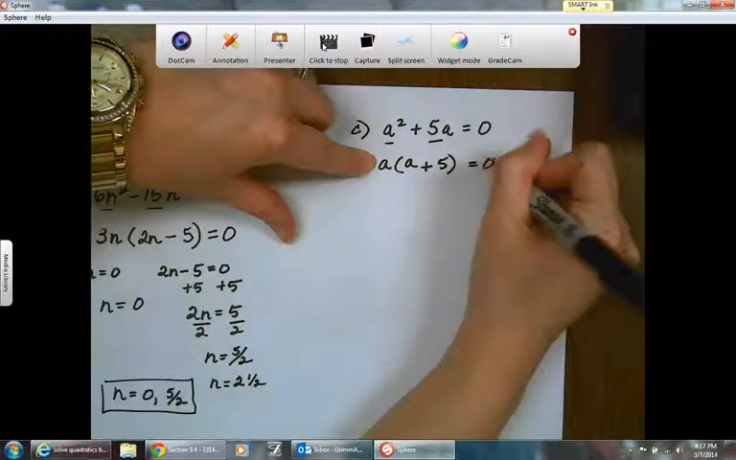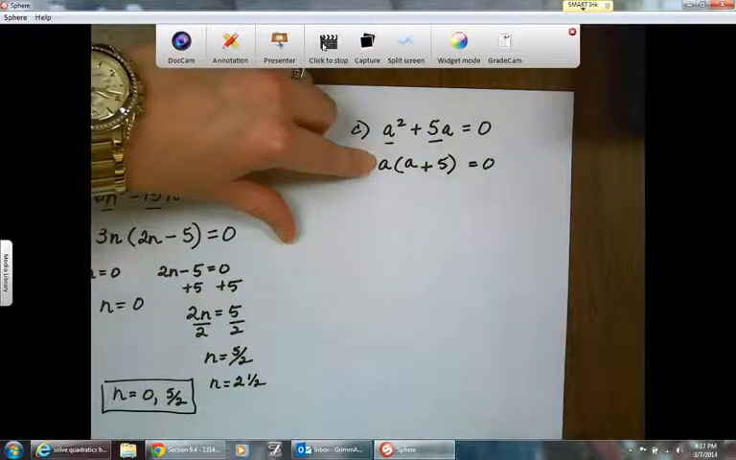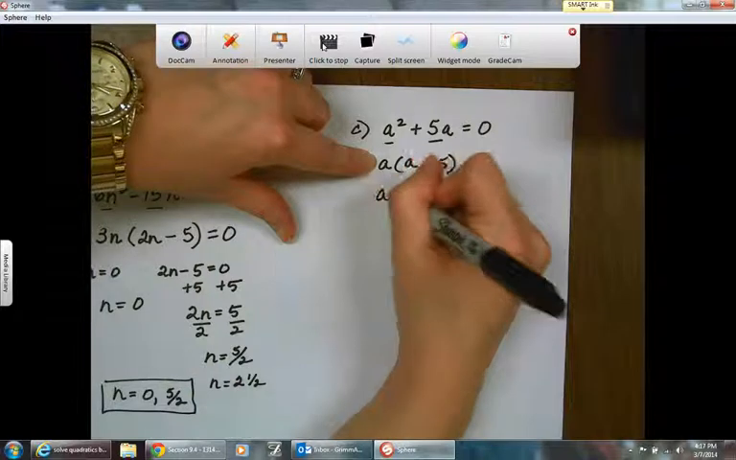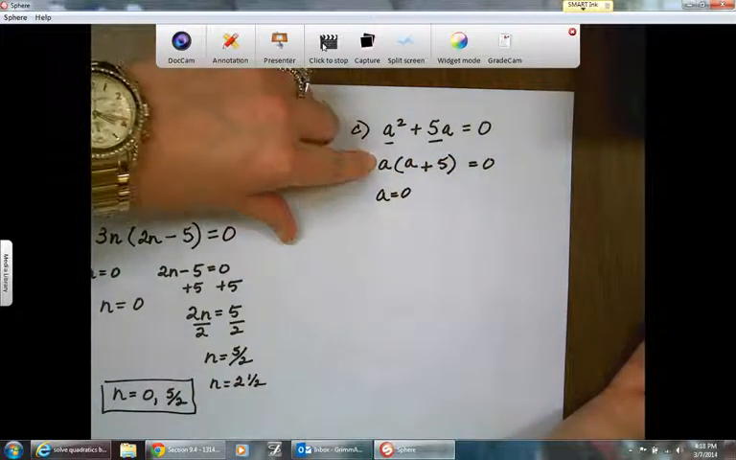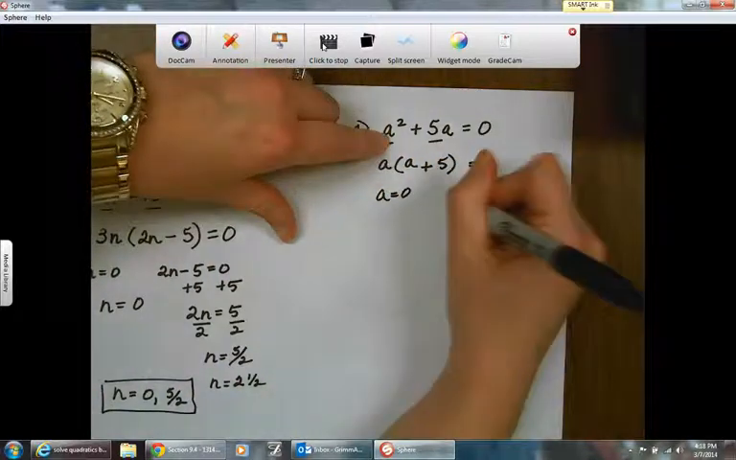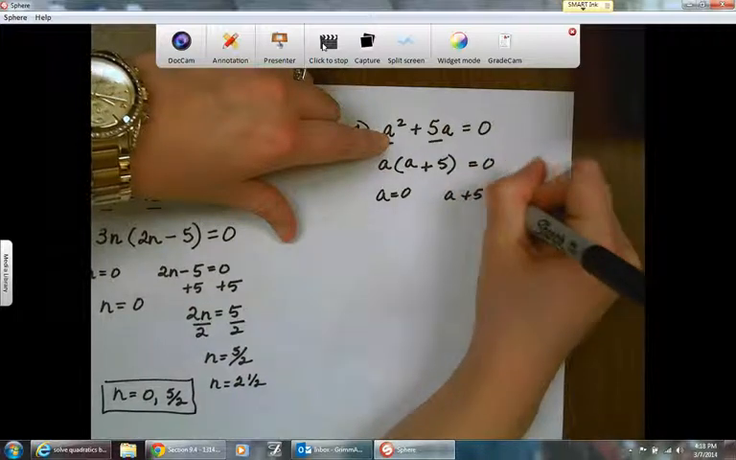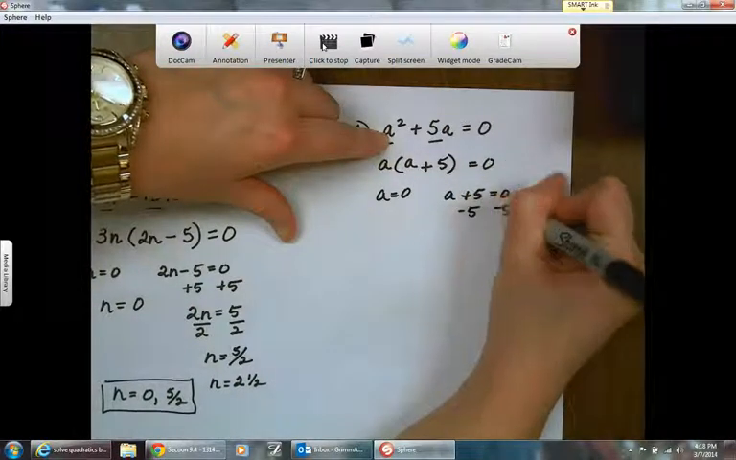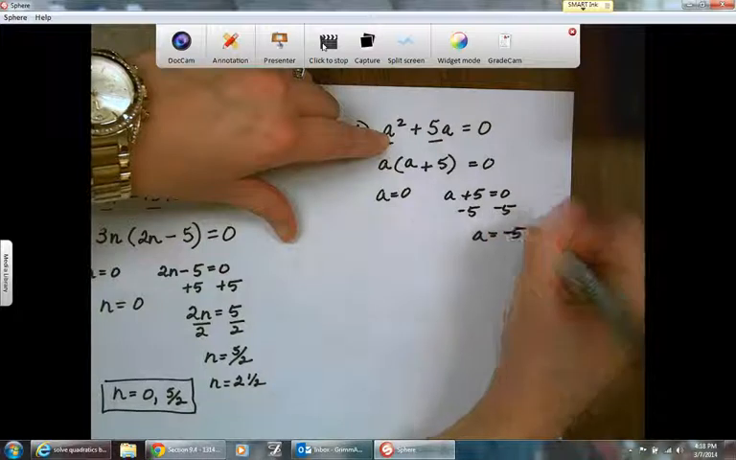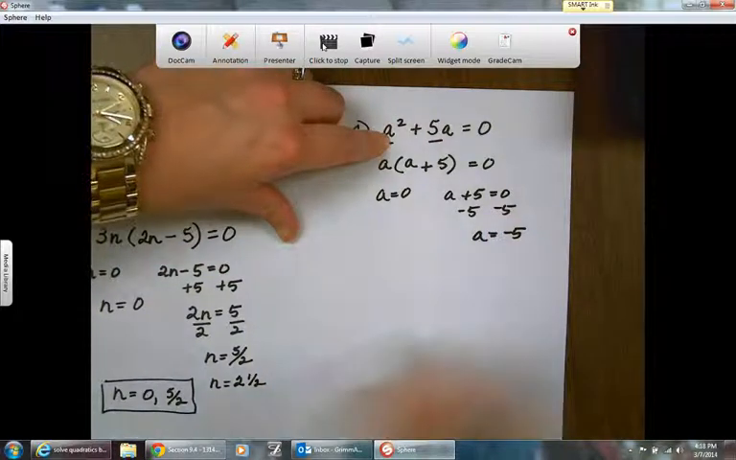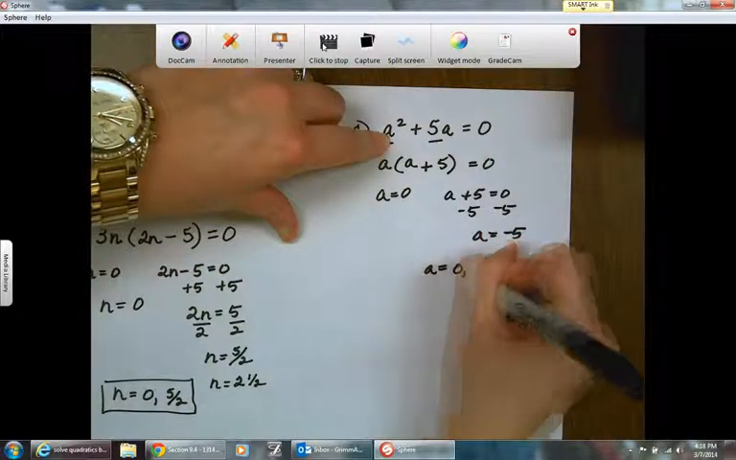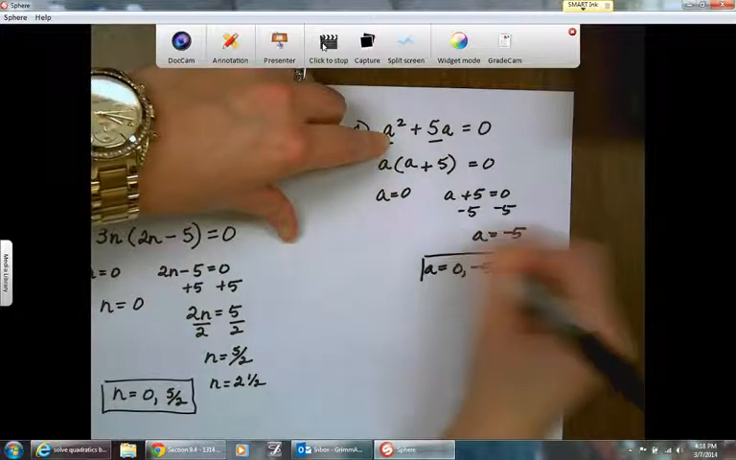Equals 0. And so then, again, I'm going to say, okay, well, a, that's all that can be is 0. And then I'm going to set up the next one. So a plus 5 equals 0. I'm going to subtract 5 from both sides, so a would equal negative 5. So again, my two answers on this one would be a equals 0 and negative 5.